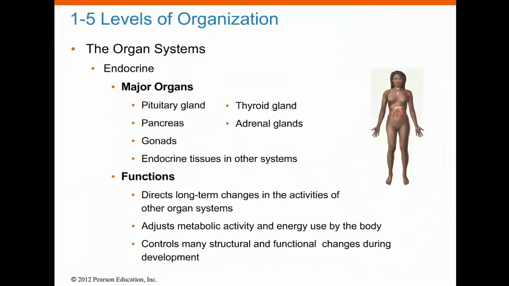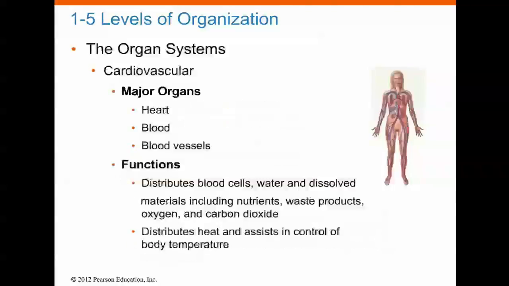The cardiovascular system is something that we will be covering. We will be covering the heart, the blood, and the blood vessels. The functions of the cardiovascular system, of course, are to distribute blood cells, water and dissolved minerals and nutrients, and to remove waste products. It also delivers oxygen and takes away carbon dioxide from cells. It's also involved in the distribution of heat and assists in the control of body temperature.